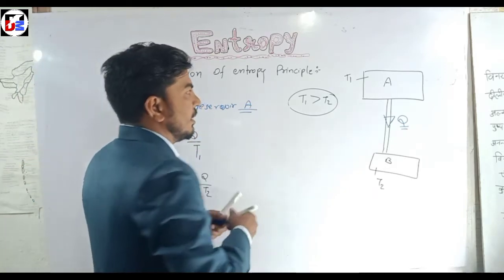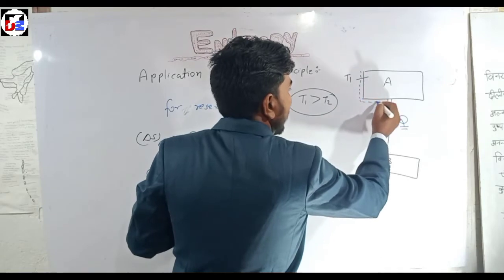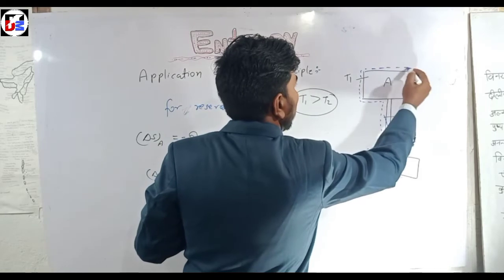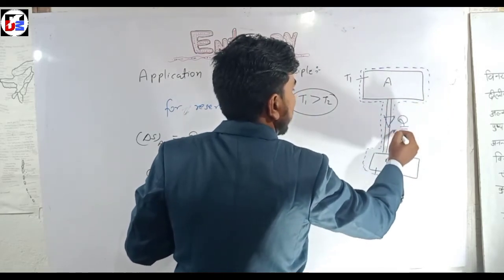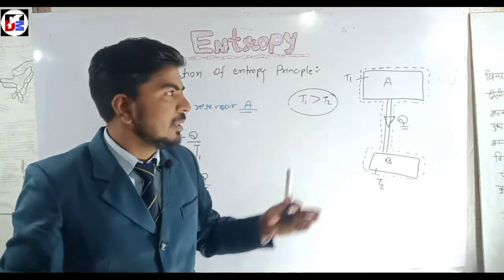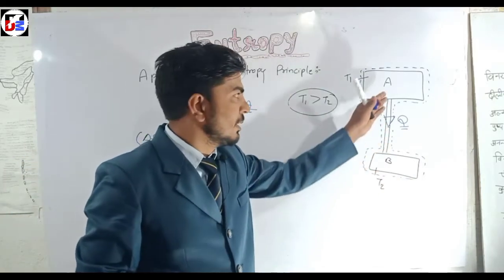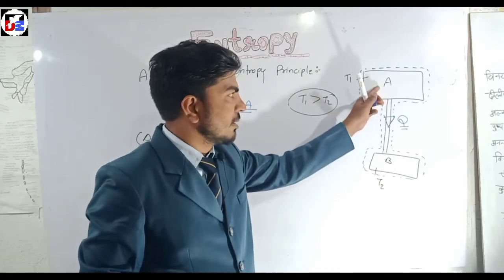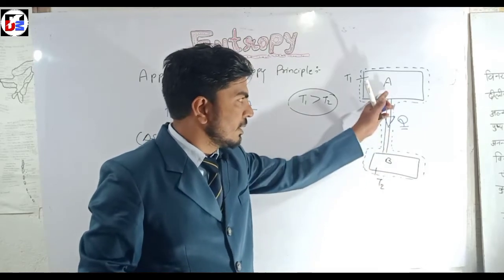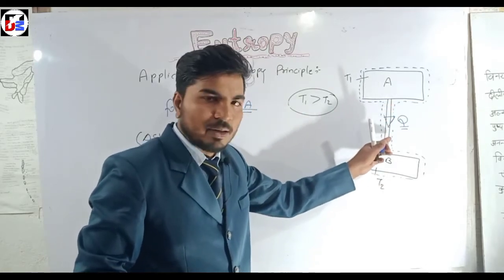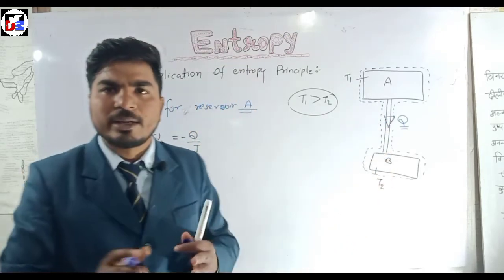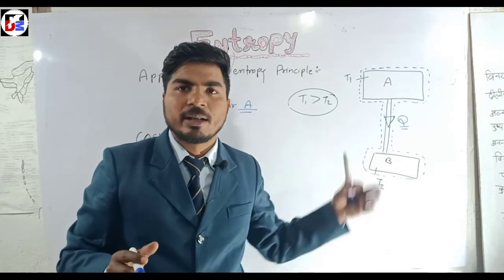And here there is no interaction of heat from the surroundings. Heat is not transferred to the surroundings. Our assumption is that there is only reservoir A at temperature T1 and reservoir B at temperature T2, and heat Q is transferred by this rod to reservoir B. There is no interaction with the environment or surroundings.